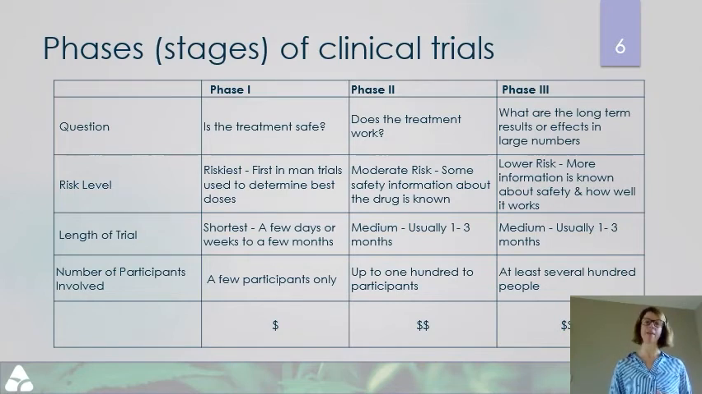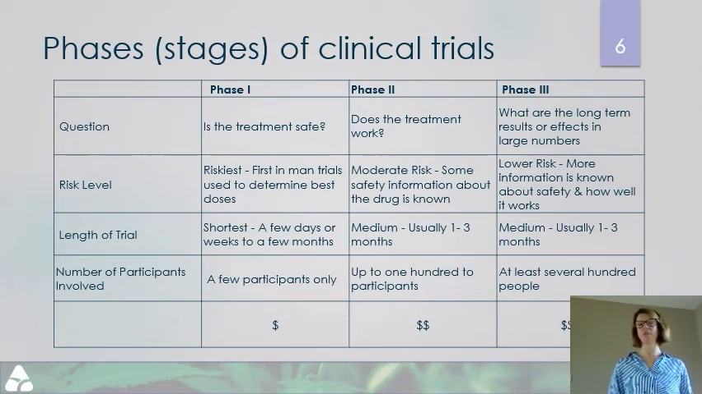That's the typical length of a clinical trial, because in these trials, you're looking for an effectiveness of a medicine. So you're looking to see a change in an endpoint, which normally takes a certain amount of time to develop. In terms of the number of participants involved, there's usually only a couple of people involved in phase 1 clinical trials because they're so risky.